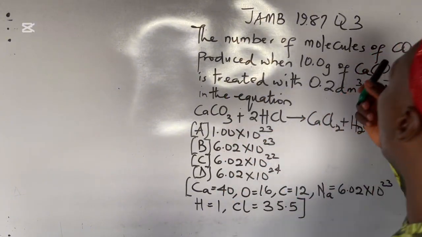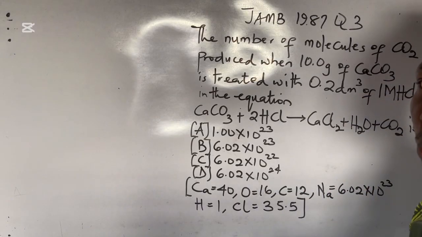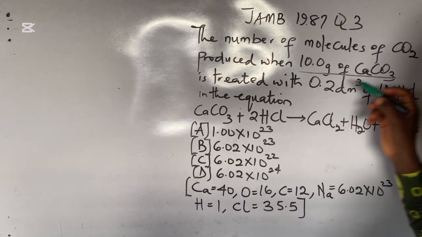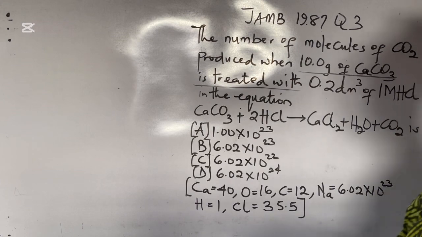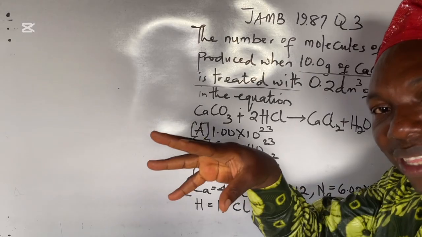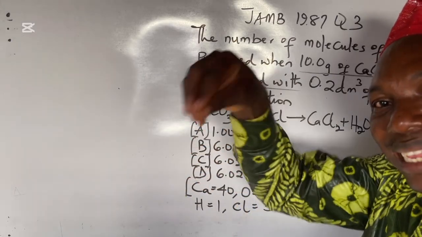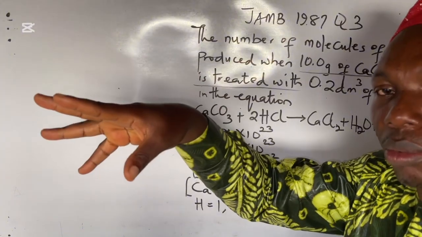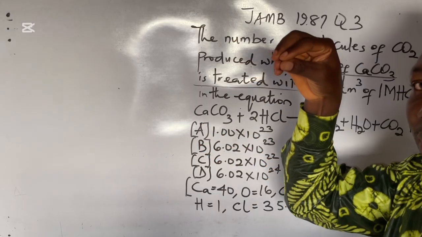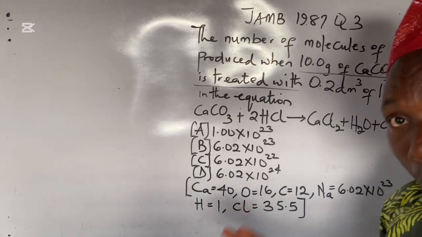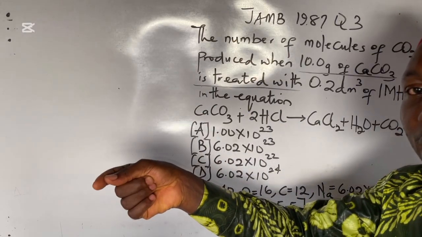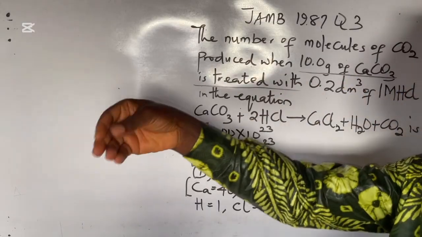The number of molecules of carbon dioxide produced when 10.0 gram of calcium carbonate is treated with. Anytime you see the word treated, it means that the compound did not participate in the chemical reaction. It's different from the word dissolved in. The bottom line of this question is that anytime you see the word treated, it means the compound did not participate in the chemical reaction.